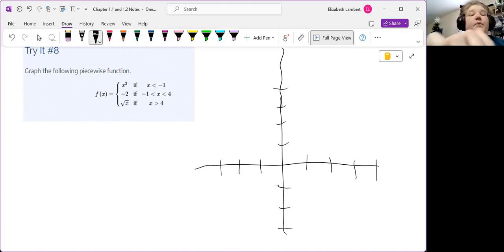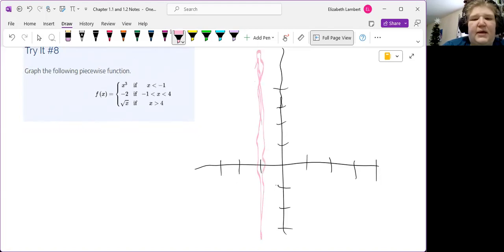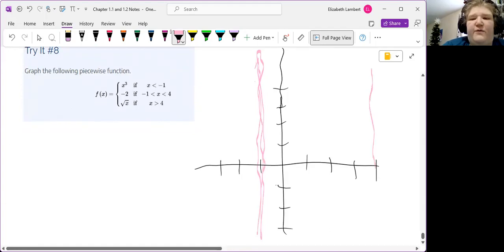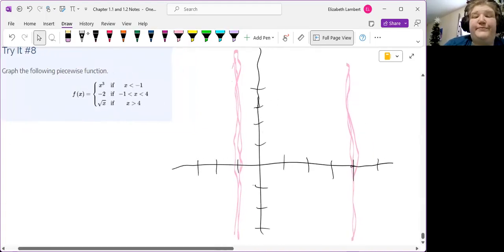So I'm just going to sketch in here -1. I don't want to use a dashed line that looks like an asymptote, so how about instead I'm going to highlight, there's our first regional boundary, and then way over here at 4 is our second regional boundary, which means I'm going to need some slightly bigger numbers.